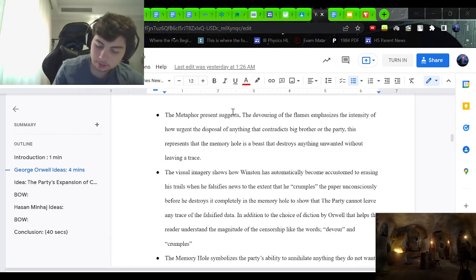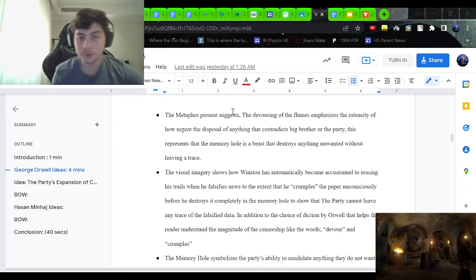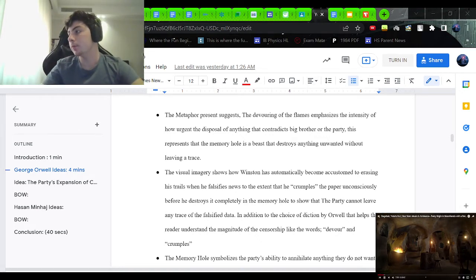To erasing his trails. Yeah, so when you're writing it down, it's important to recite when you're saying it. I'm trying as much as I can.